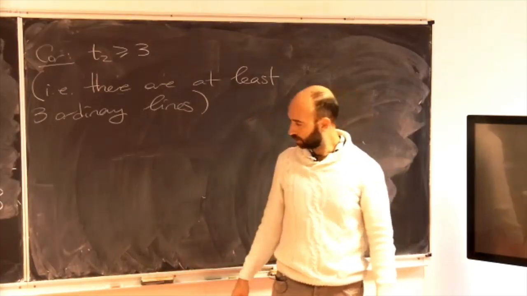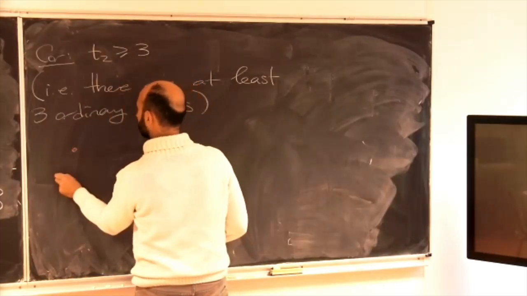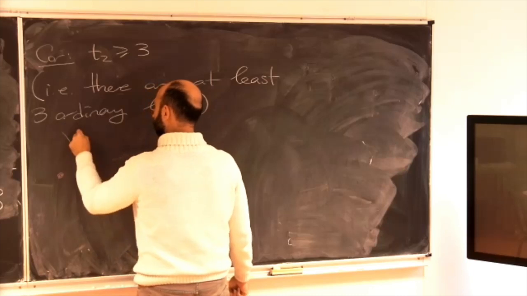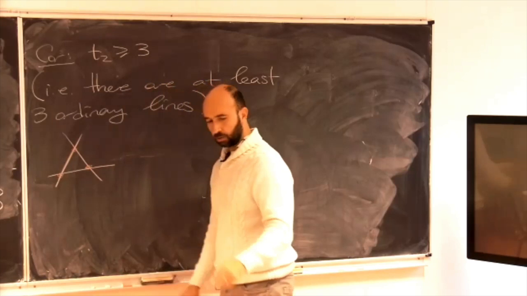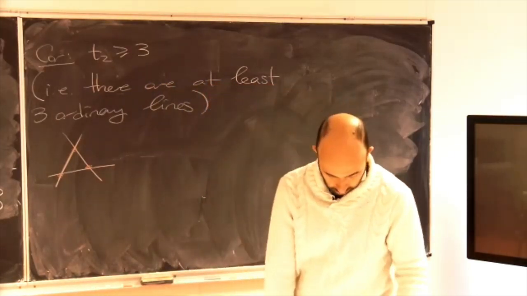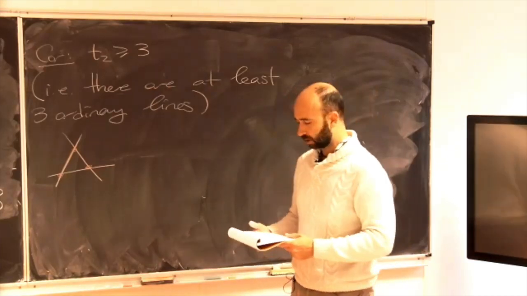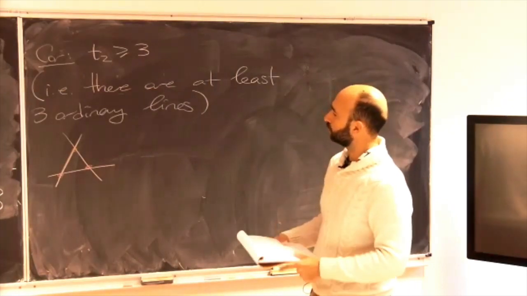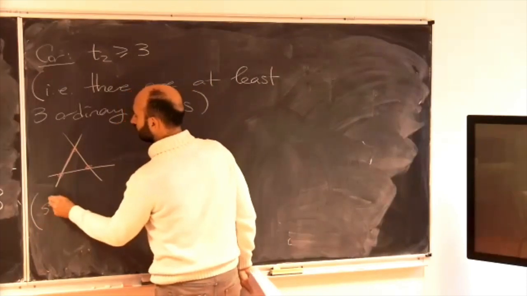And of course, 3 is a possible number, because just a simple triangle shows that you have 3 ordinary lines. So in this sense, in this generality, this is the best one can say. But still, of course, there's much, much more to say. Still interesting.